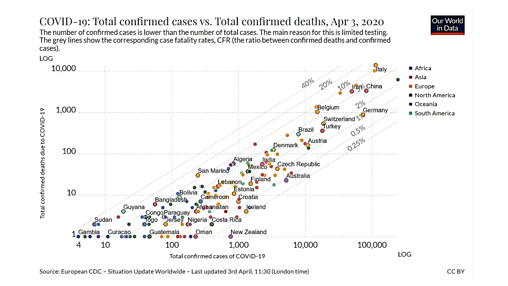If I look at the case fatality rate, and this is a slide from the European CDC, from April 3rd, you can see on the diagonal lines that go from the lower left corner to the upper right corner that depending on country, the death rate is very different. If I look at Italy and Spain, for instance, they have a very high death rate. It's over 10%. Germany is only around 1%. New Zealand is very, very low. So how do we change the death rate?